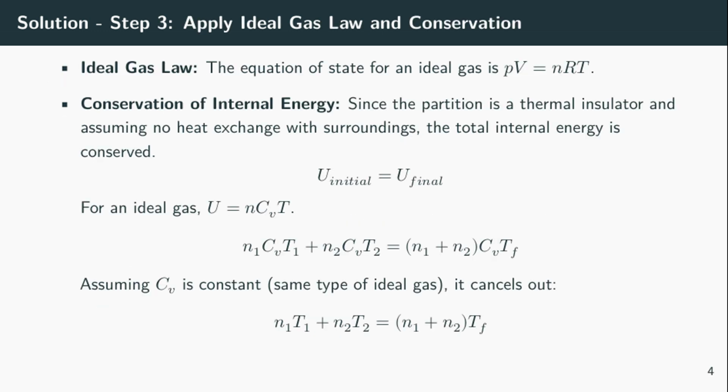To solve this, we'll use a couple of fundamental principles. First, the ideal gas law, which describes the state of an ideal gas. Second, because the system is insulated, the total internal energy is conserved. For an ideal gas, internal energy depends on the number of moles, the constant volume specific heat capacity, and the temperature. Applying conservation means the sum of the initial internal energies of the two chambers equals the final internal energy of the mixture. Assuming both gases are the same type, the specific heat cancels out. This simplifies the expression significantly, giving us a key equation relating the initial moles and temperatures in each chamber to the final temperature of the combined gas.